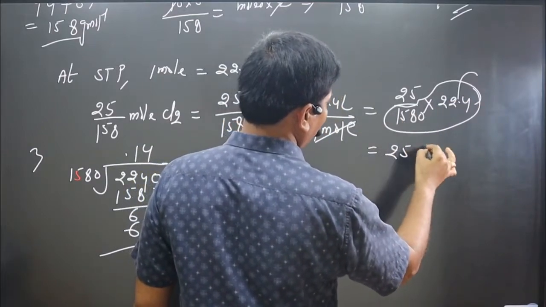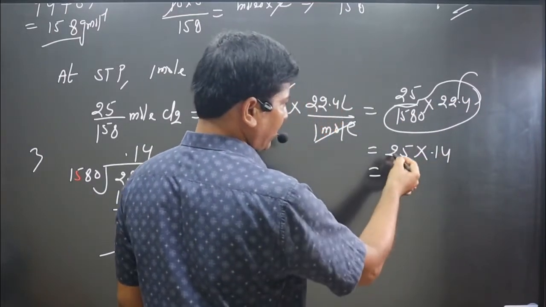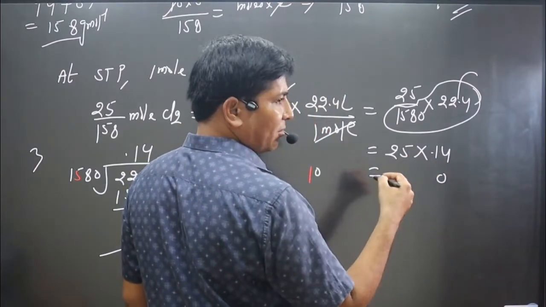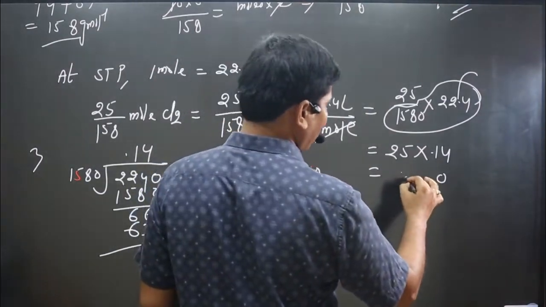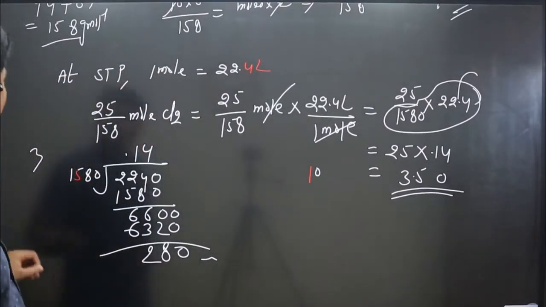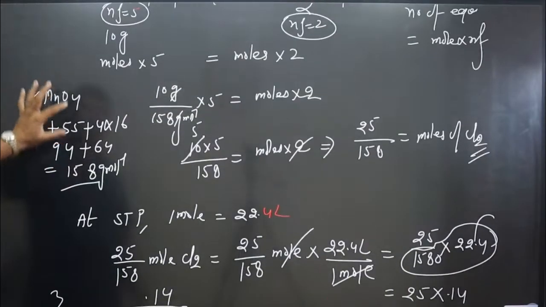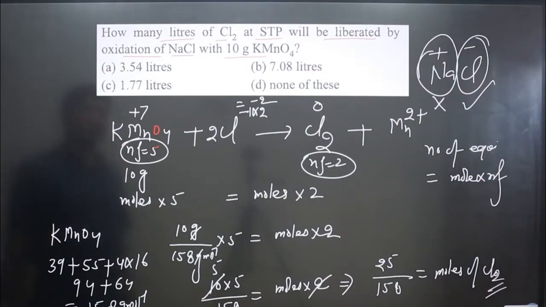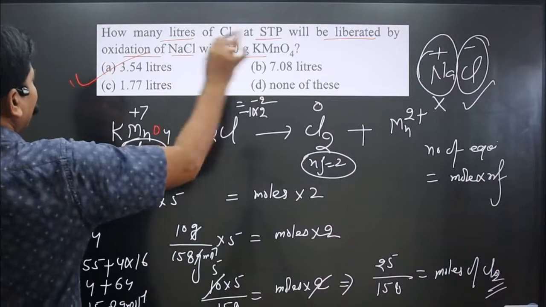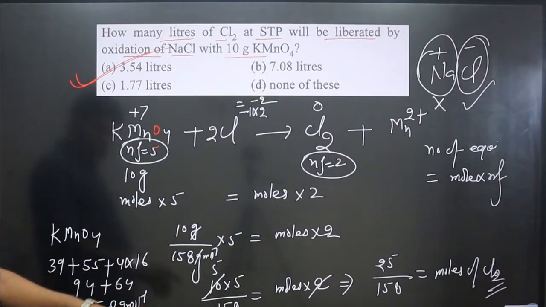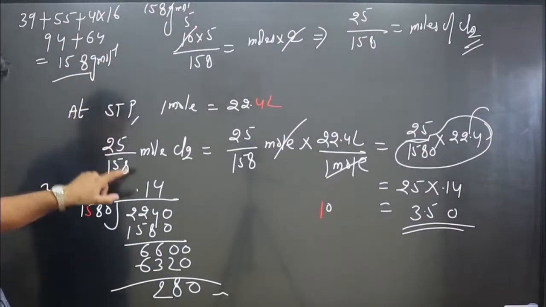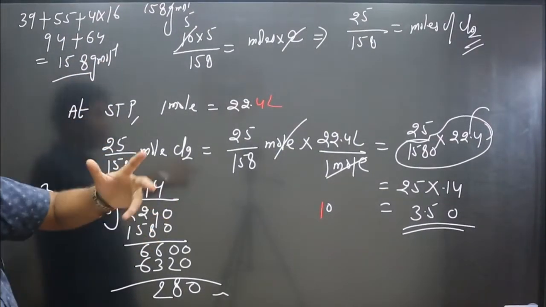So we get 25 multiplied by 0.14. Multiplying, 25 times 4 is 100, which gives 10, and 25 times 1 is 25, and 25 plus 10 is equal to 35. With the decimal, 3.5 is coming approximately. Now see which option is correct. 3.5 is option A. We got 3.5 because we rounded off when we divided this value. We took approximately only 0.14, so that's why we get a nearby value.